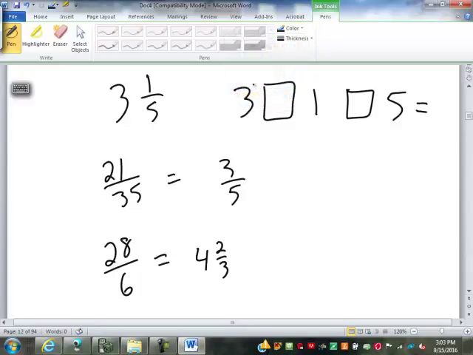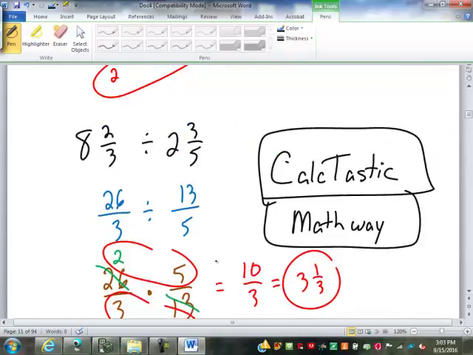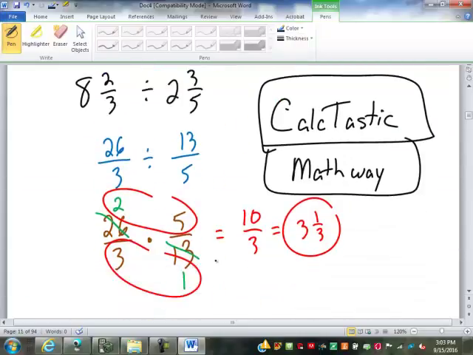So now you can do that to do any of these calculations. If we go back up to this one we just did here, 8 and 2/3 divided by 2 and 3/5. Try to enter that in your calculator and see if you can get it to come up to 3 and 1/3. You've got to figure out how to get 3 and 1/3. Does it come to 3 and 1/3? Perfect. It takes mastery to do it.